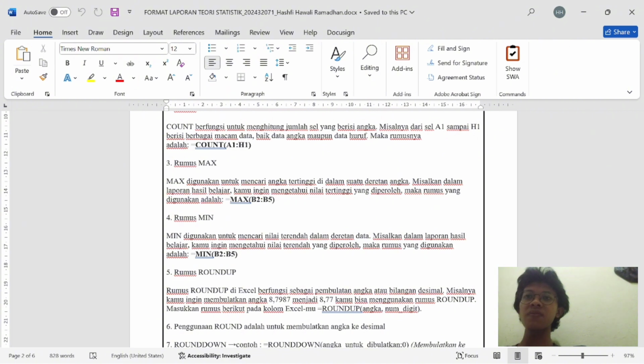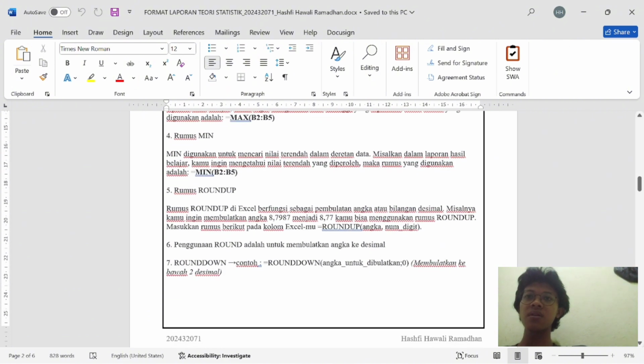5. Round up formula. The ROUNDUP function rounds a number up to a specific decimal place. Example: if you want to round 8.7987 to 8.80, use =ROUNDUP(8.7987, 2).